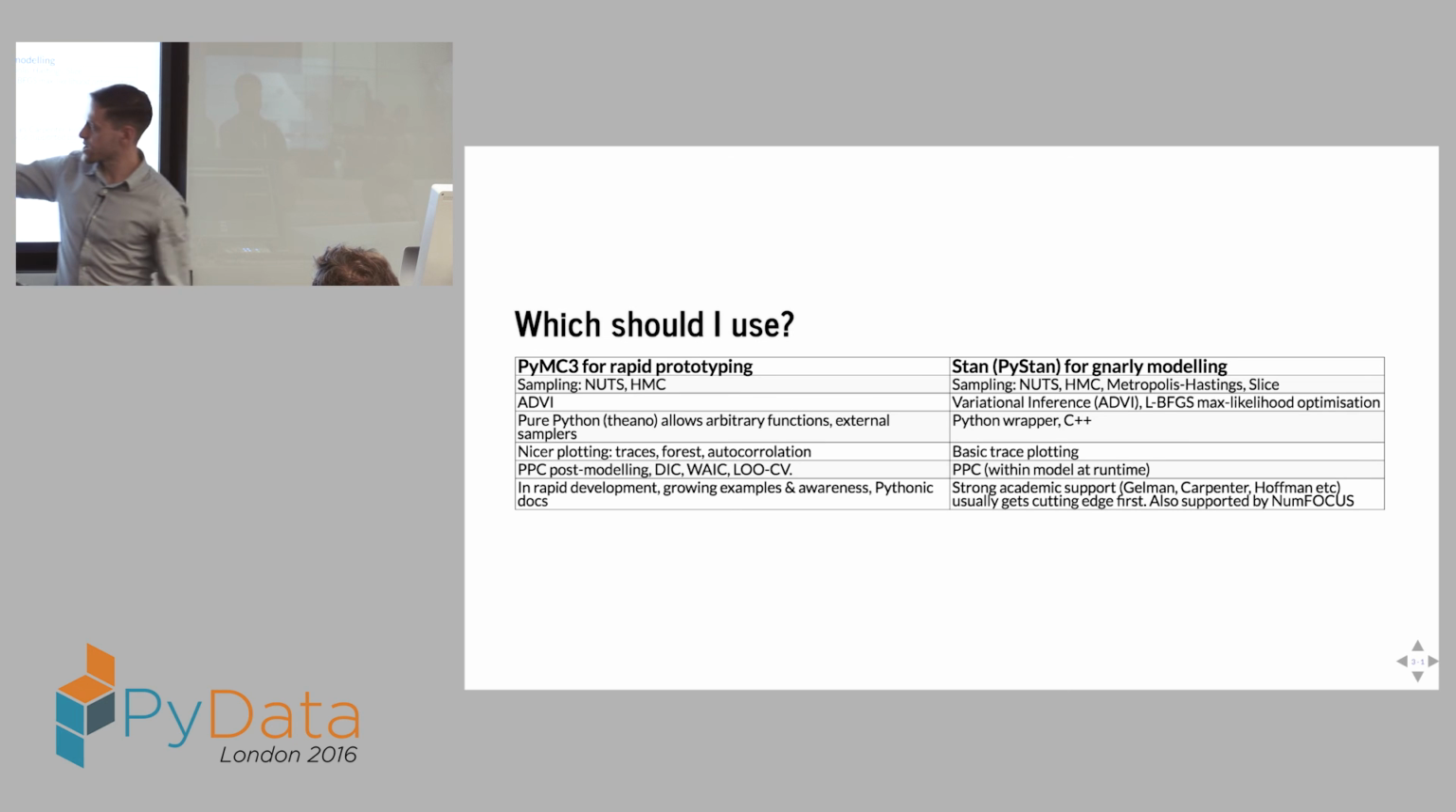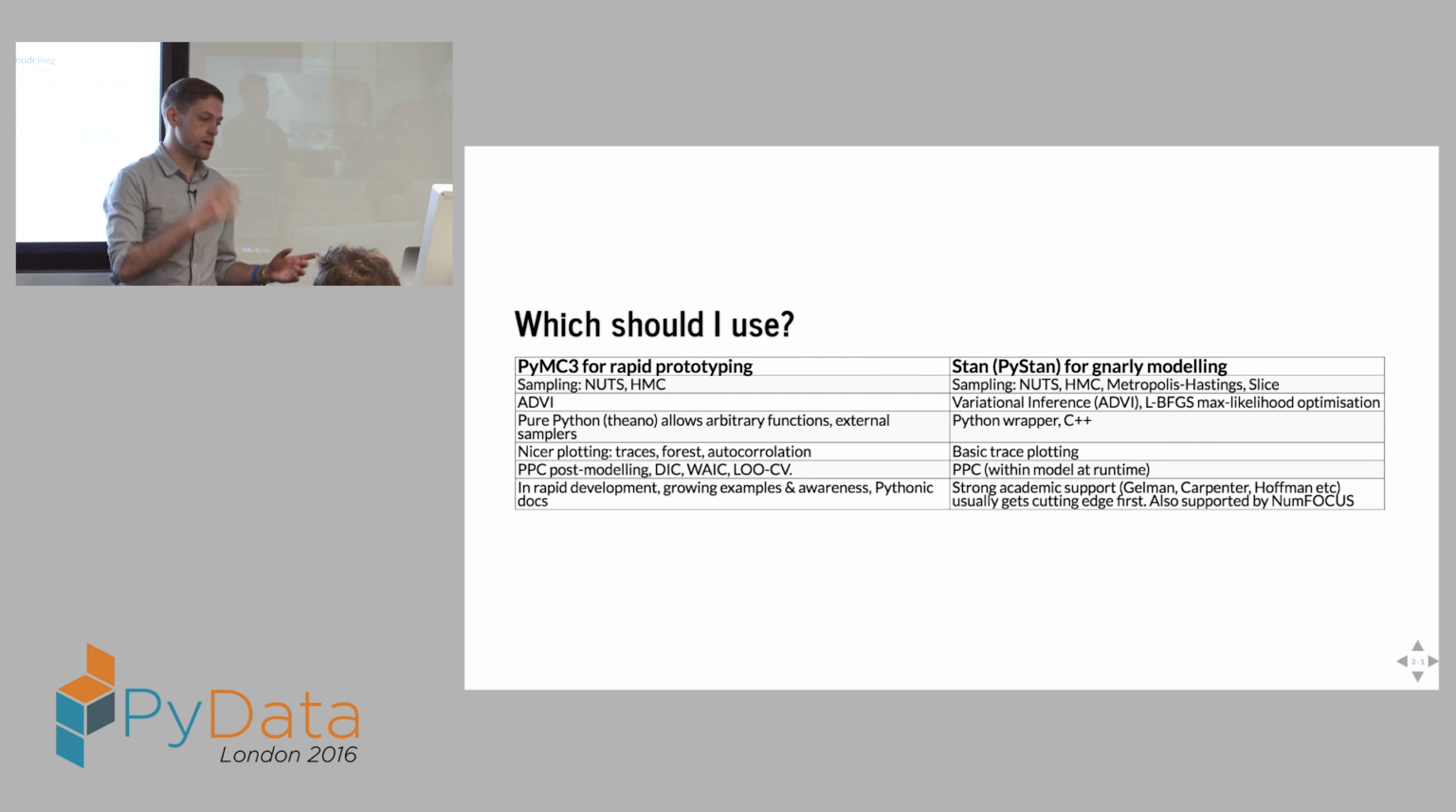It also has some nice things for information criterion calculations, leave one out cross-val, posterior predictive checks, post-modeling, so you can throw in new data. And you can do stuff like Tom just showed with using Theano shared variables to swap data around. So it's kind of fun.